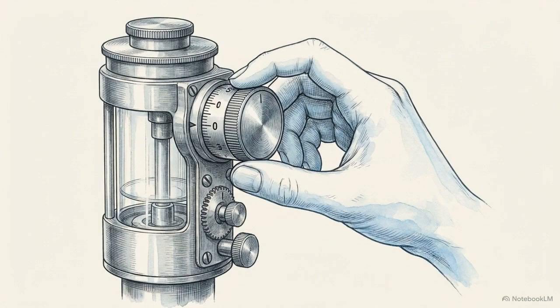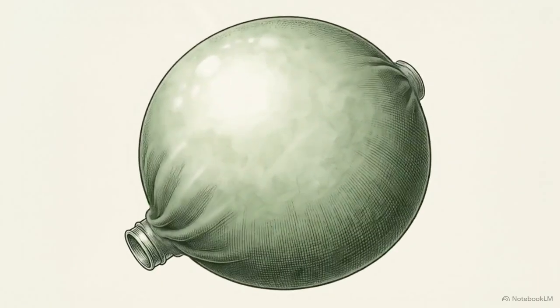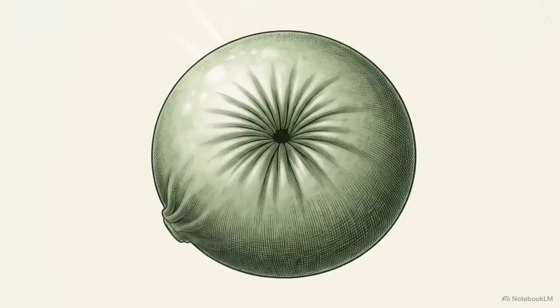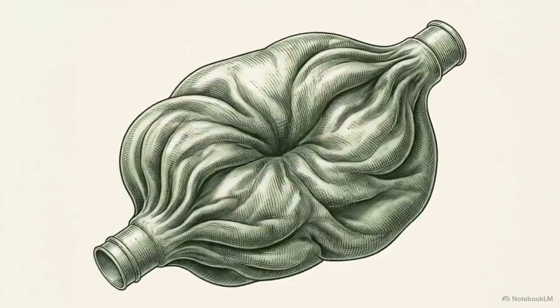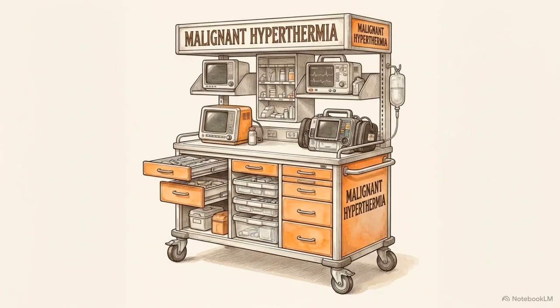The triggering halogenated volatile anesthetic is halted. The patient is hyperventilated with maximum fresh gas flows of 100% oxygen to off-gas the residual vapor, and the dedicated malignant hyperthermia cart is brought in.